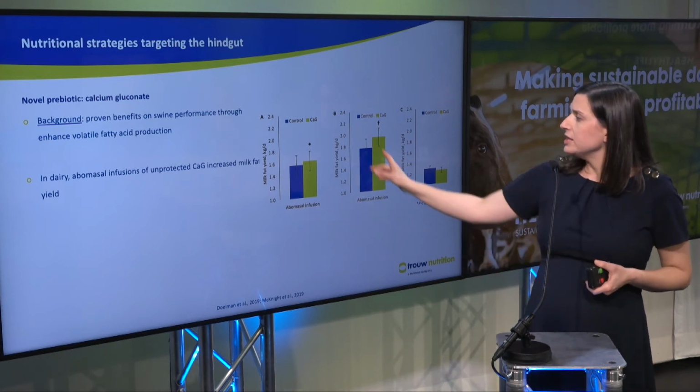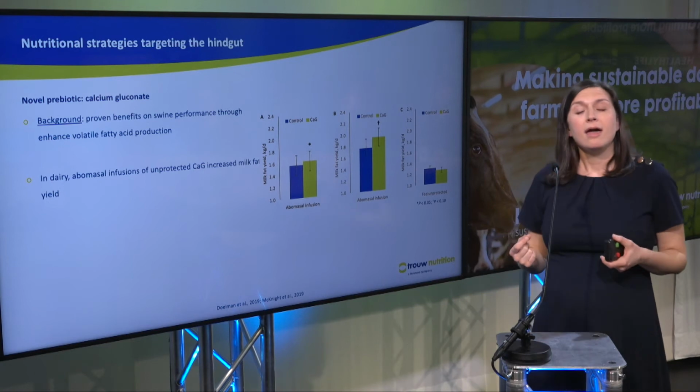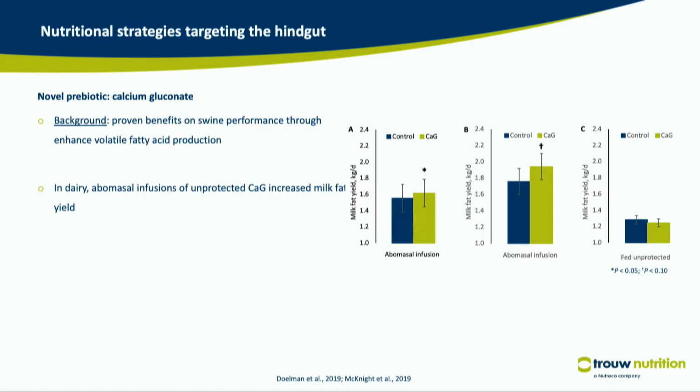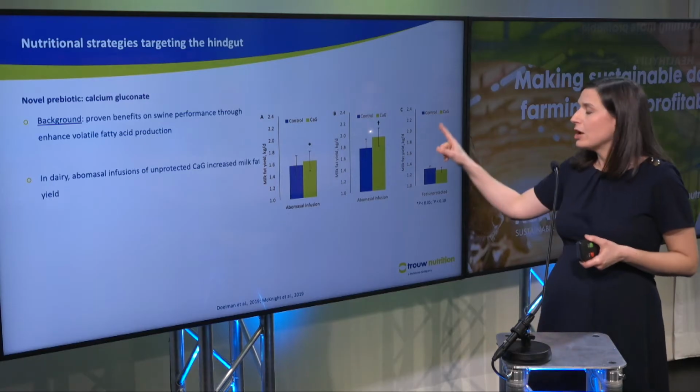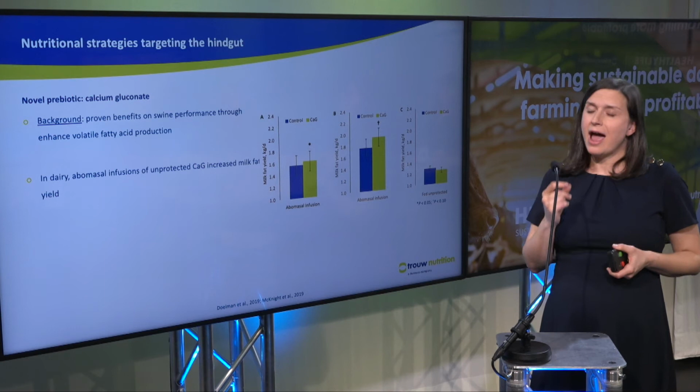And what they saw, represented in this first graph, is that by giving this post-ruminally, there was a milk fat response. So milk fat was increasing. The next thing they did was to feed this product unprotected, so it was reaching the rumen and being utilized in the rumen. And there they were losing the response, demonstrating that this is really a hindgut response.